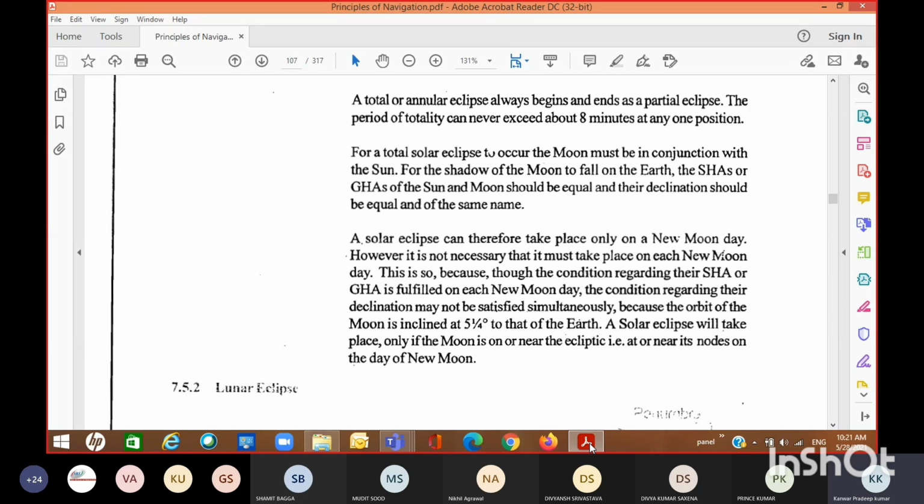This is so because though the condition regarding their SHA or GHA is fulfilled on each new moon day, the condition regarding their declination may not be satisfied simultaneously, because the orbit of the moon is inclined at 5¼ degrees to that of the Earth. A solar eclipse will take place only if the moon is on or near the ecliptic, which means at or near its nodes on the day of the new moon. So if all these conditions are fulfilled, we will have a solar eclipse.